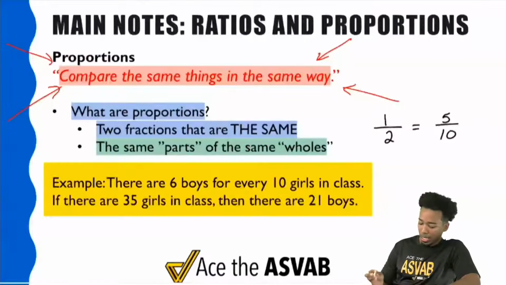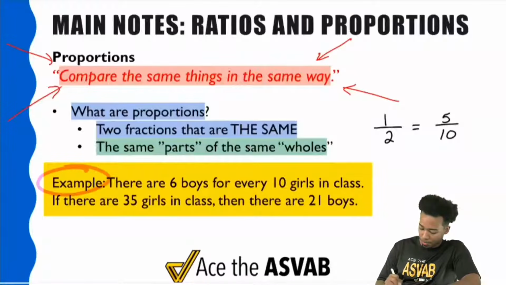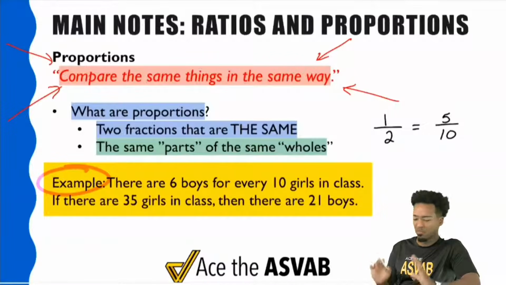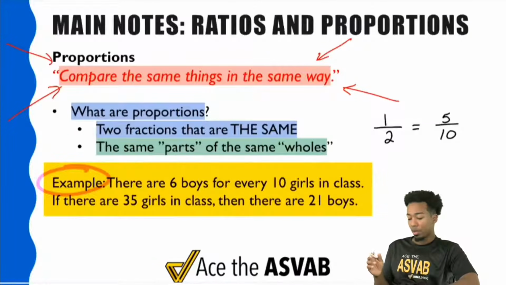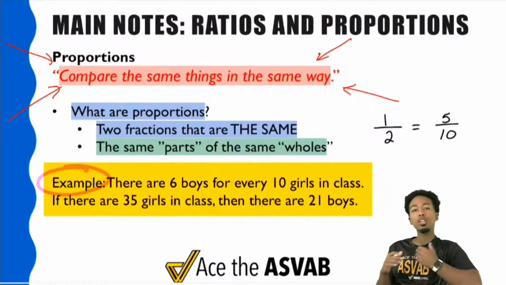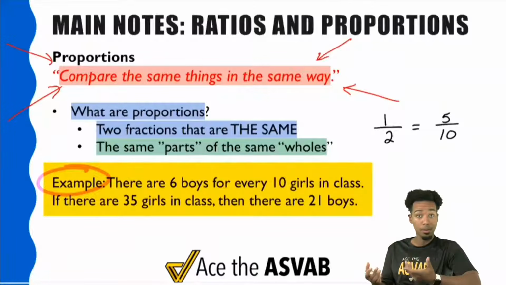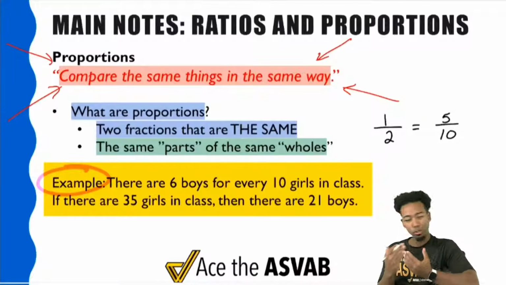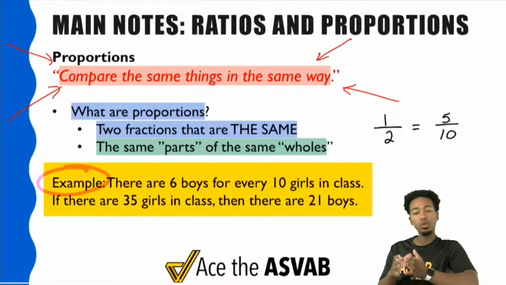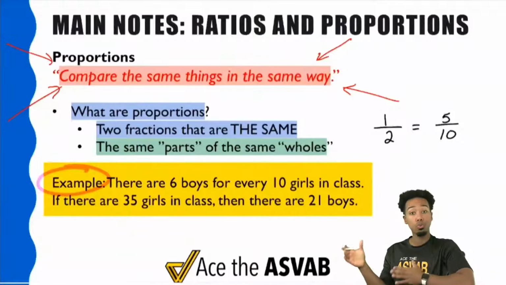Now, let's take a look at an example here very briefly. Let's read together here. There are 6 boys for every 10 girls in class. If there are 35 girls in class, then there are 21 boys. Now, the only reason I put this example up is because I want to give you an example of setting up a proportion to show you the right way and the wrong way to do it. I got to make sure we understand this because this is going to translate directly into those word problems that we're going to tackle pretty much all class long.